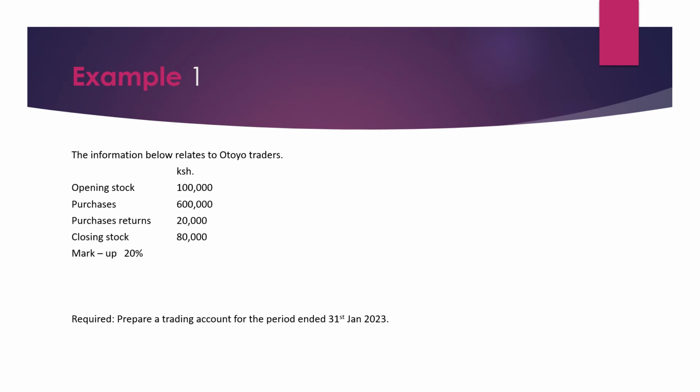Then they require us to prepare the trading account for the period ended that. Now, how do we prepare the trading account? We know that the trading account has, on the debit side, the cost of sales, which is given by the opening stock plus the purchases plus the carriage inwards if given, less the purchases returns or returns outwards, less closing stock.